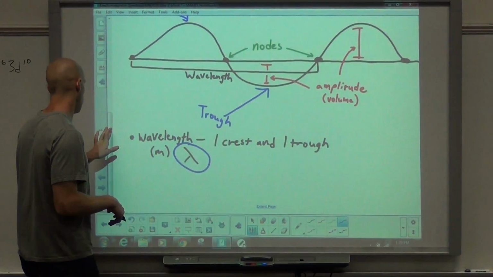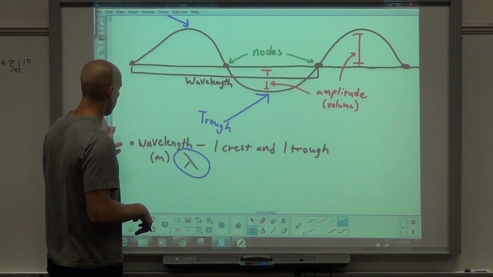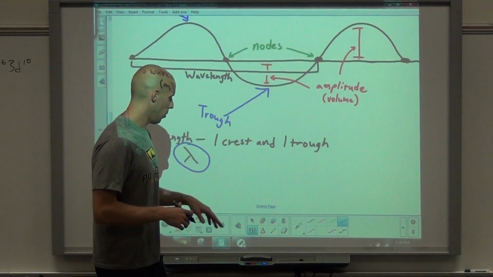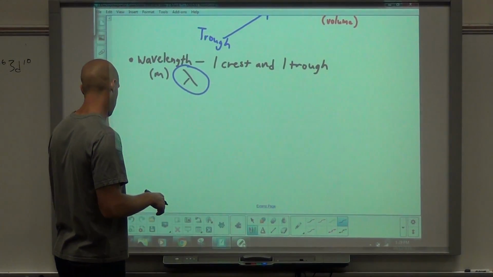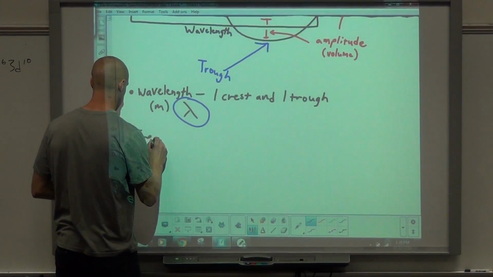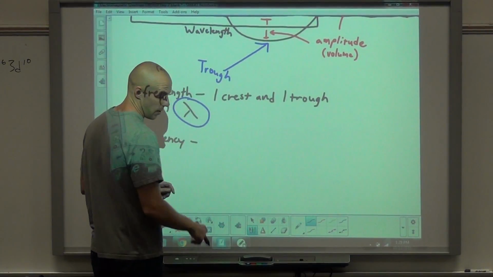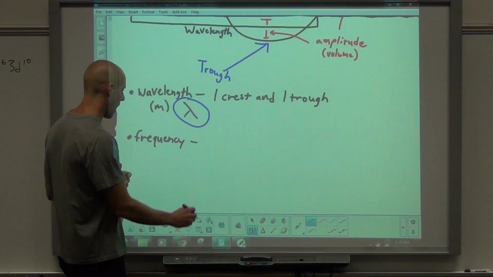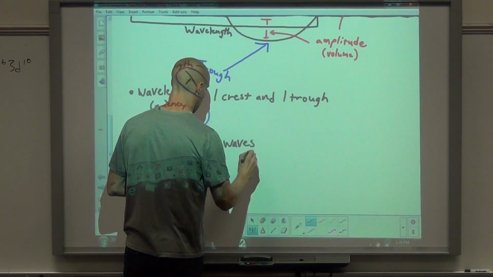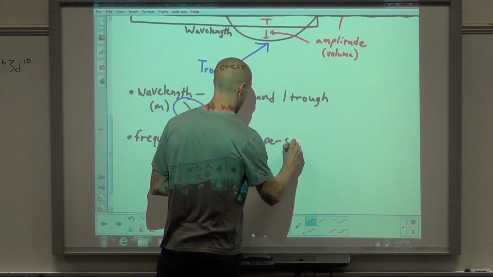Okay, we have one other thing to talk about. It's not really something we can label on this picture, but it's something that goes hand in hand with wavelength, and that's called frequency. Okay, so let's write down what frequency is. Frequency is going to tell us how many waves pass a point per second. So it's the number of waves that pass a point per second.